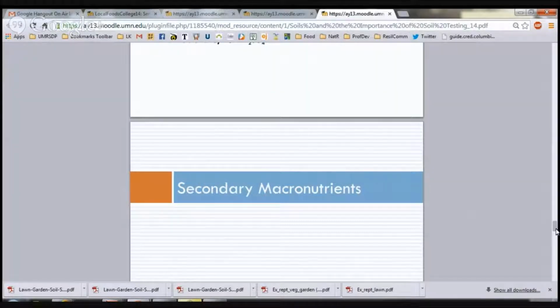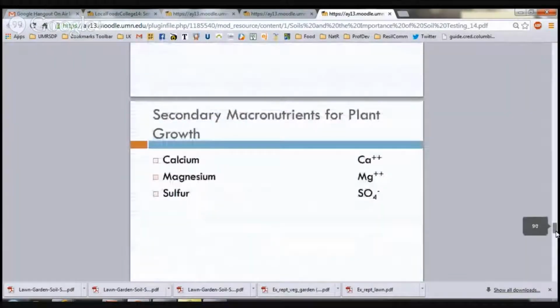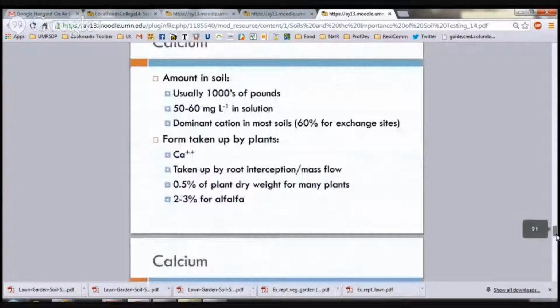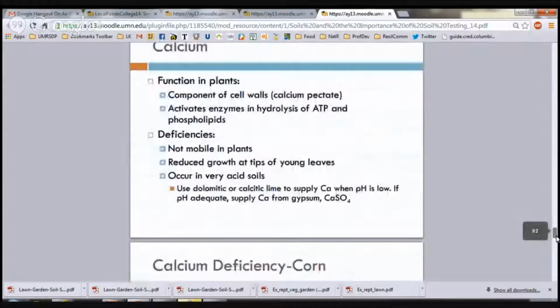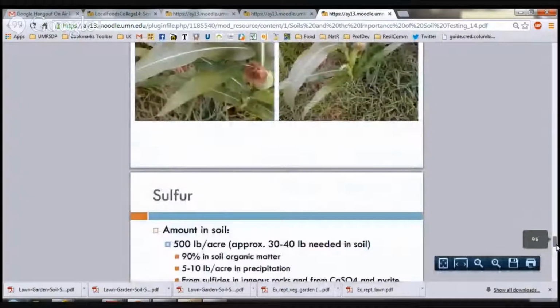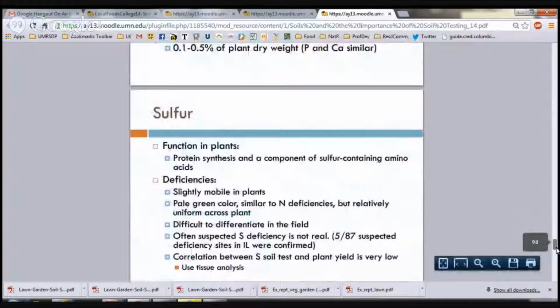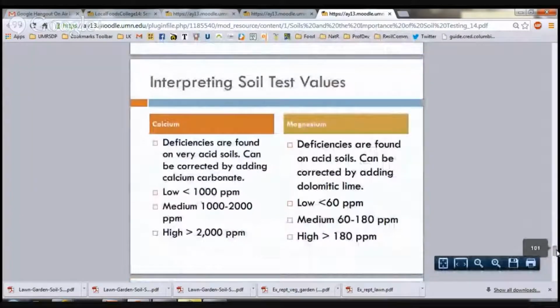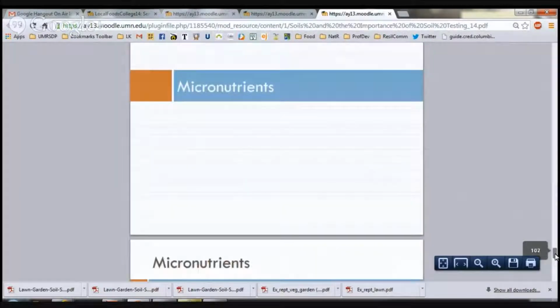But I did include the secondary macronutrients, calcium, magnesium, and sulfur, and gave you a little bit of description and showed you some deficiencies, if you will. So if you have questions about calcium, magnesium, and sulfur, there's information there. And then I also included a summary interpreting soil test values for calcium and magnesium as well. It's kind of a go-to slide.